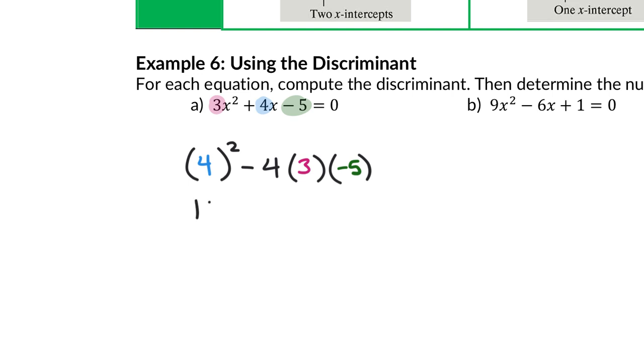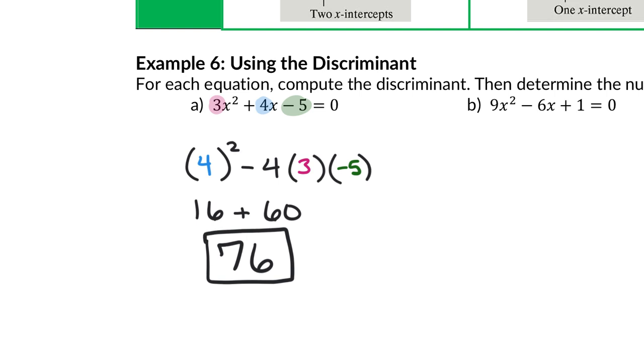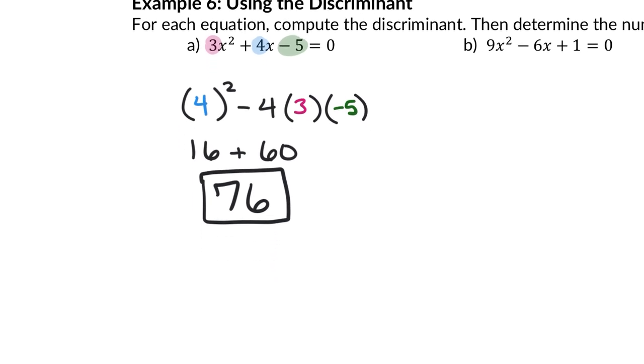Well, 4 squared is 16. Negative 4 times 3 times negative 5 is positive 60, which means that my discriminant is 76. Now, the discriminant being the number 76 tells us what about this quadratic? Your options are two real solutions, one real solution, or two imaginary solutions. Two real. If that number is bigger than 0, which 76 is, that's going to tell us that we have two real solutions to this problem.